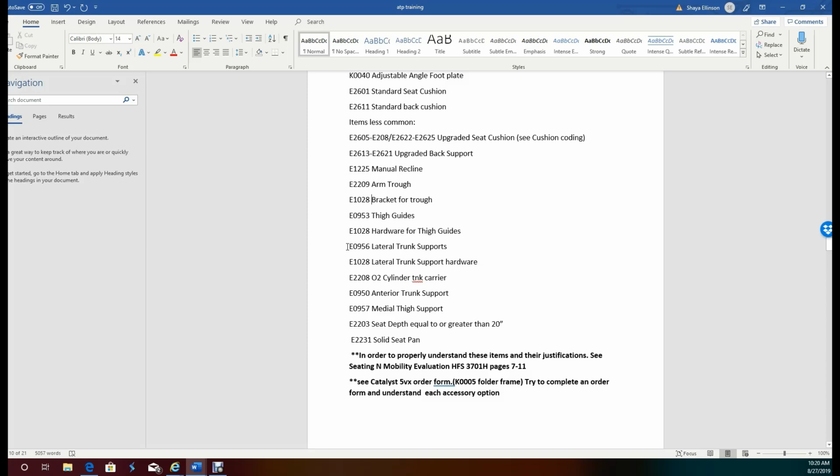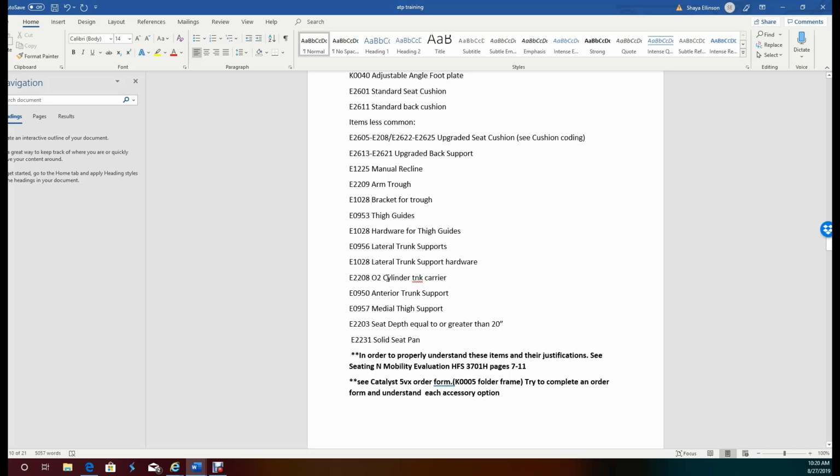E0956, this is for a lateral trunk support. This is along the trunk, thoracic or lumbar. It's coded E0956. Again, you will need the E1028. Now, if you need it on both sides, they come in a pair. So the E0956, you do times 2, E1028 times 2. You can just write X2 on their detailed product description.